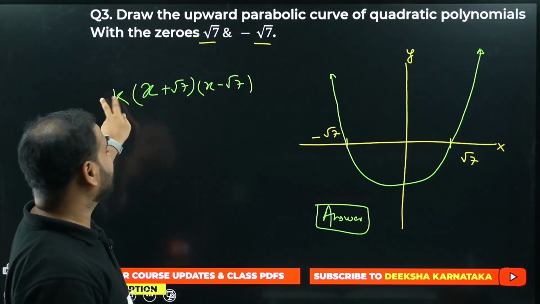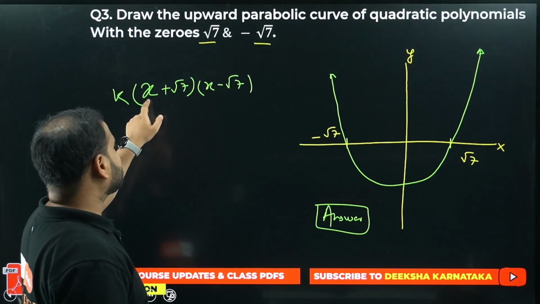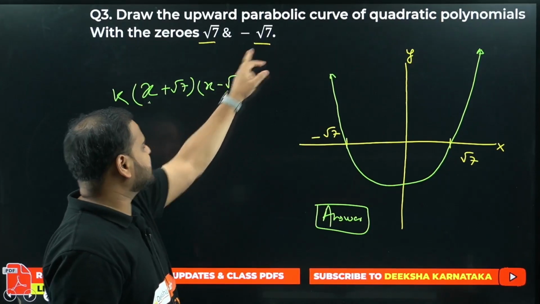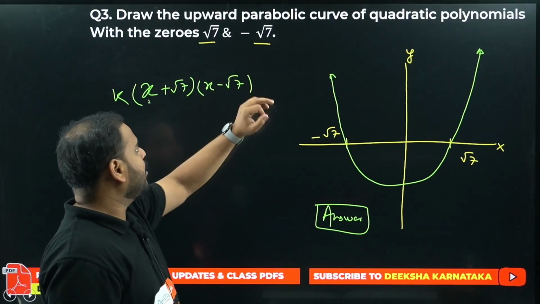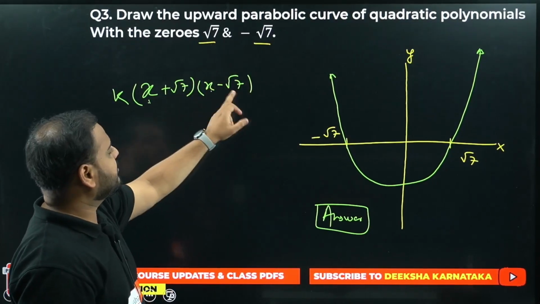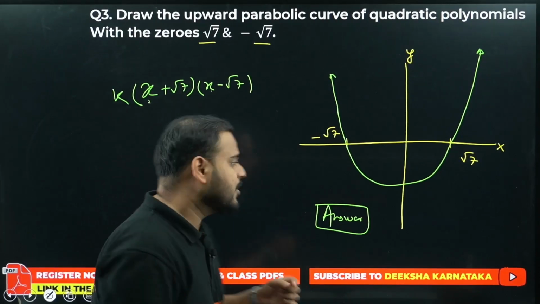I can have a 2 or 3 or anything over here, it doesn't matter, because this will become 0 when I put x as minus root 7. Minus root 7 plus root 7 will become 0. So yes, sir, this is a zero. What about this? Put x equal to root 7, it will be 0. So this is a zero. So I can put a constant k outside, no? Yes.